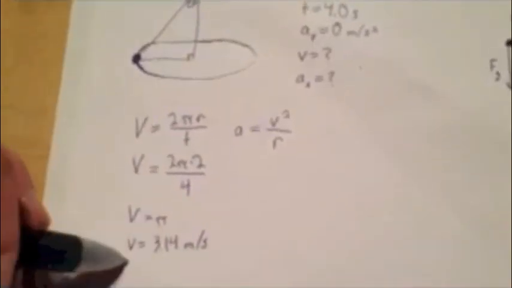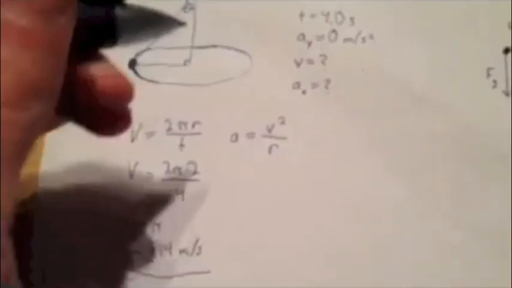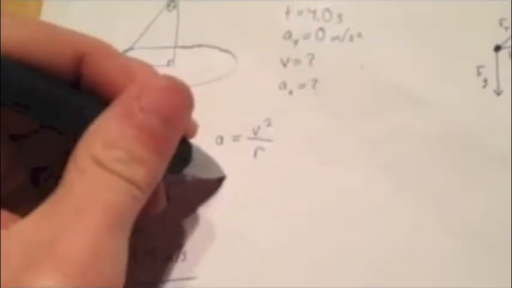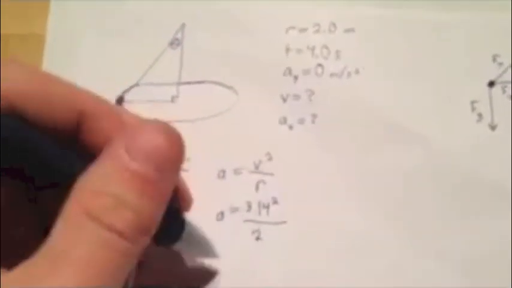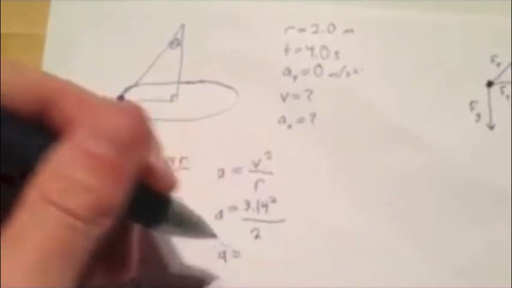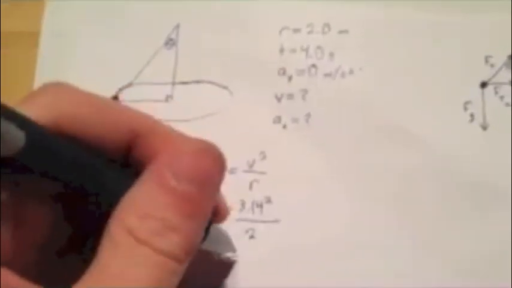And now we use this information that we just found out in here. Plug that in. Acceleration is equal to 3.14 squared over the radius, which is 2. So acceleration is equal to 4.93 meters per second squared.